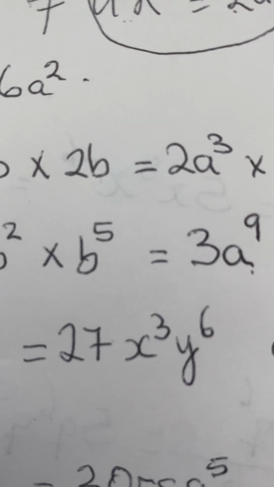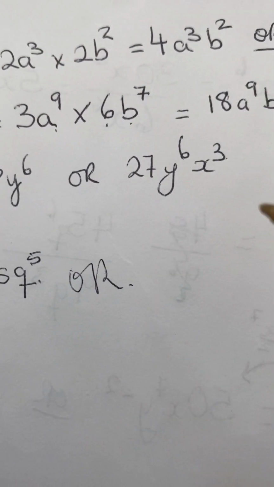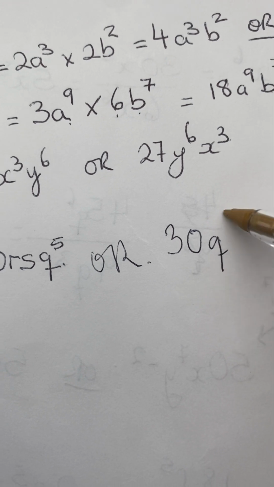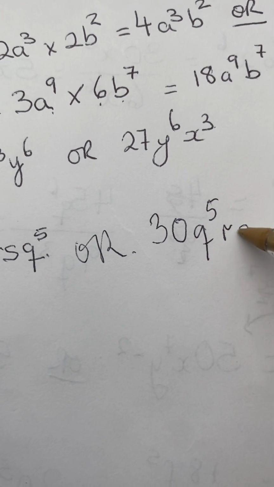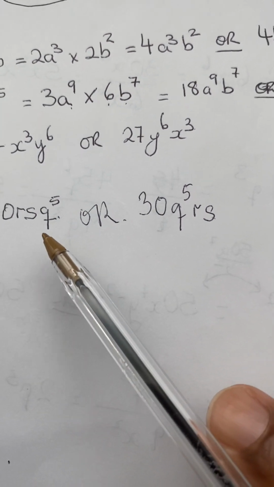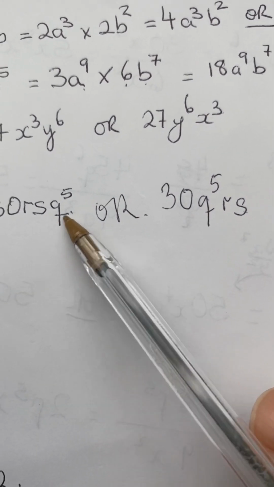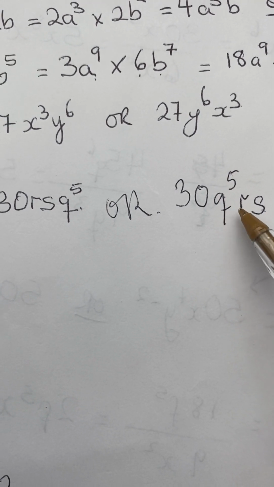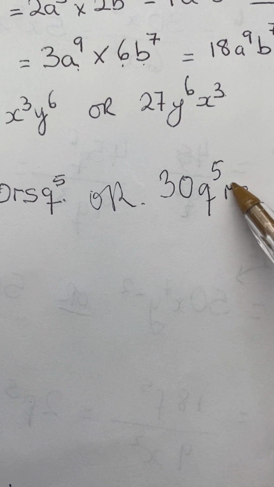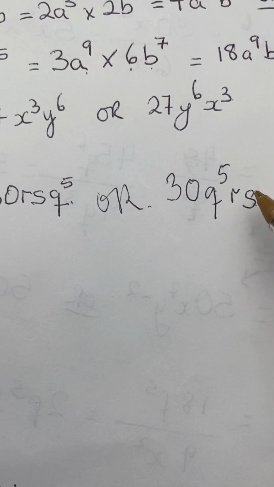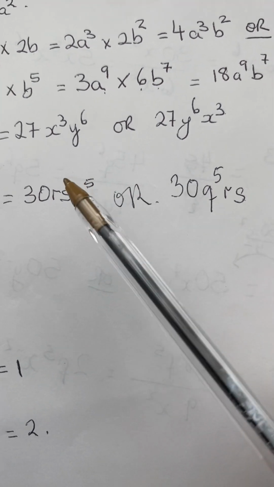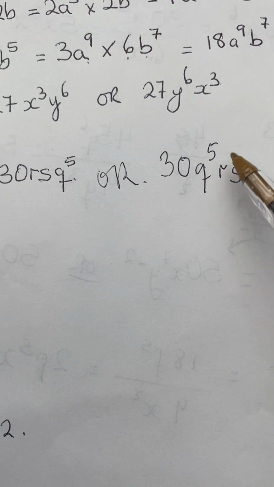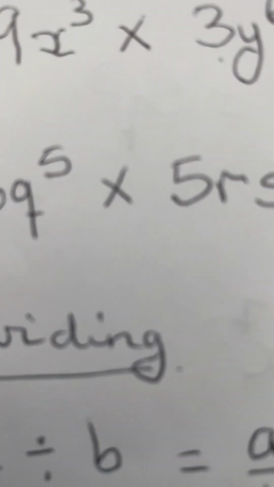Or we can also write it as 30q to the power 5 rs. However you write it is the same, as long as the 5 is on the q and r is to the power 1, s to the power 1, then it's right. So you can write your answer this way or that way. Okay, so that is our recap.